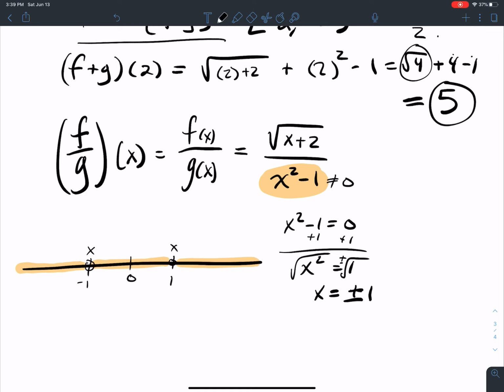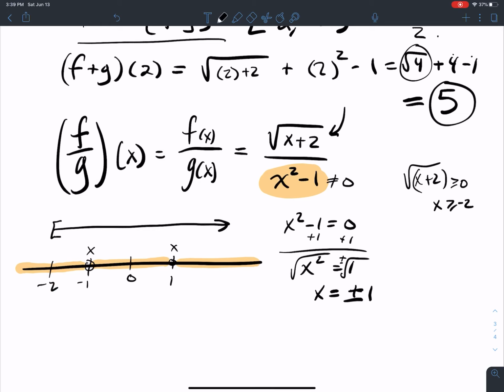Now, what else is bad? Well, I can't take the square root of a negative. So when I see that square root of x plus 2, I have that inside greater than or equal to 0. So x has got to be greater than or equal to -2. So at -2, I know that I've got to be greater than or equal to it this way. So that messes up everything over here. So really, it goes from -2 to -1, and it skips over -1 and goes to 1 and skips over 1, and then it goes out to infinity.